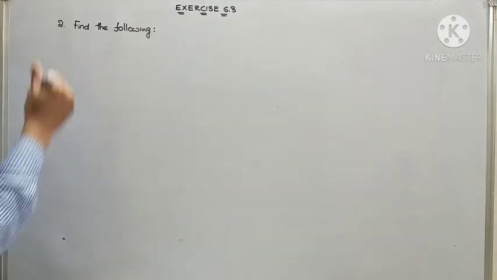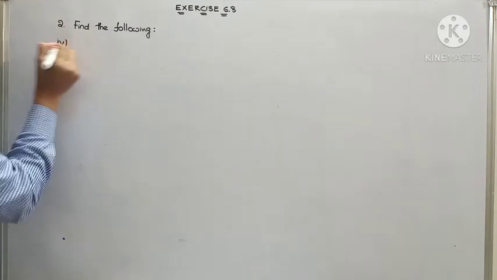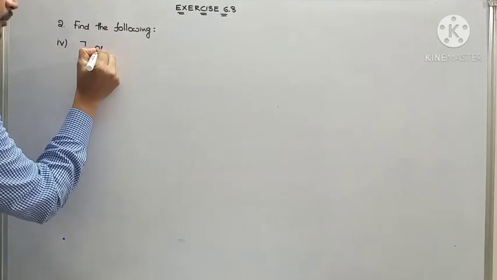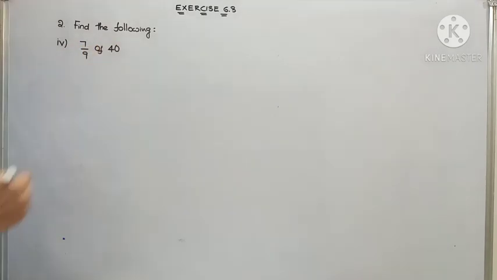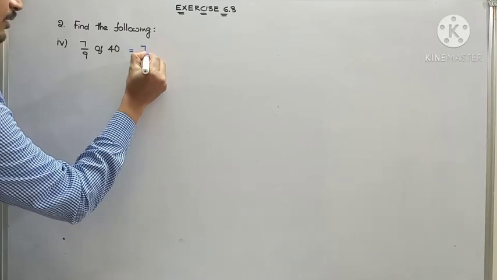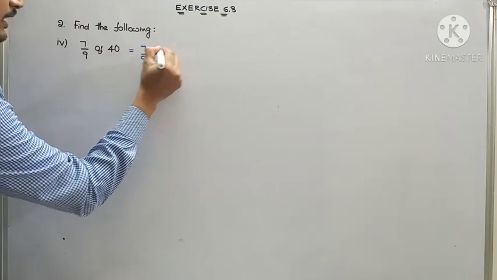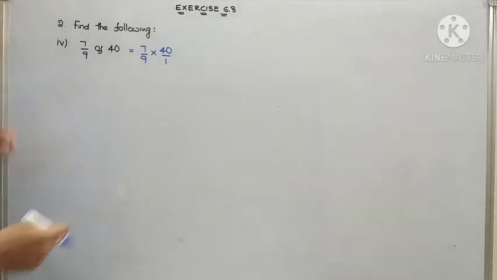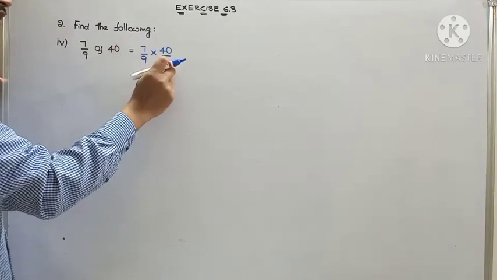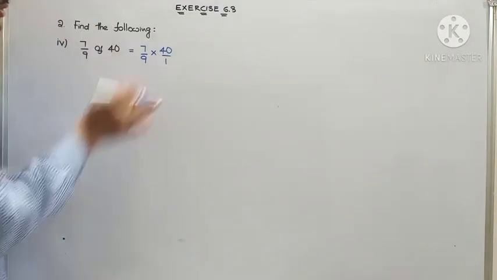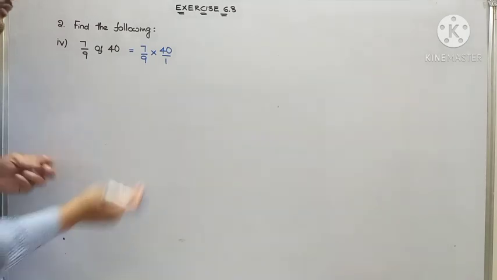So now the fourth one. Fourth one is 7 by 9 of 40. So let us see. 7 by 9 of 40 is equal to 7 by 9 of, means multiplication, 40. If there is no denominator, 1. Here if we observe any numerator and opposite denominator, there is no chance of cancellation.